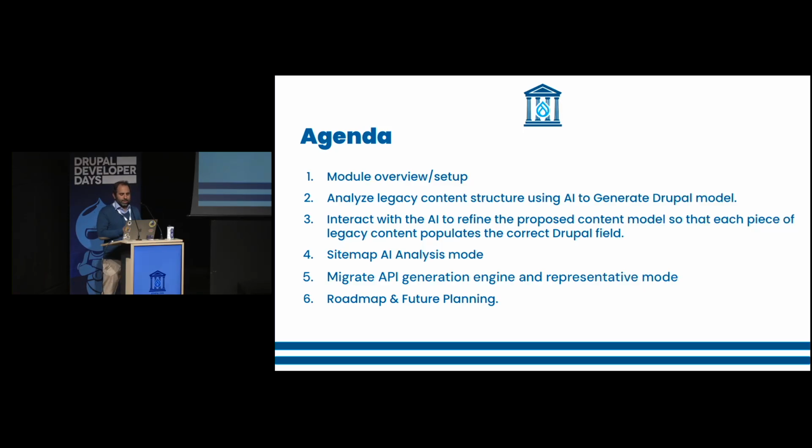We'll see a practical demo of the interaction with the AI agent to refine the proposed content model, as a human in the loop. From there, we'll import content types, media, taxonomies, and images using the content model suggested by the AI. We'll explore the module's sitemap analysis mode. And then we'll take a closer look at the Migrate API files generation and the new representative mode. We'll also share the roadmap of the module and the future planning.